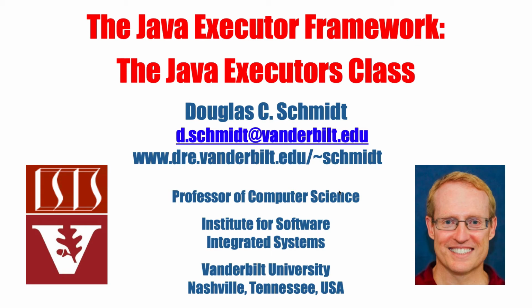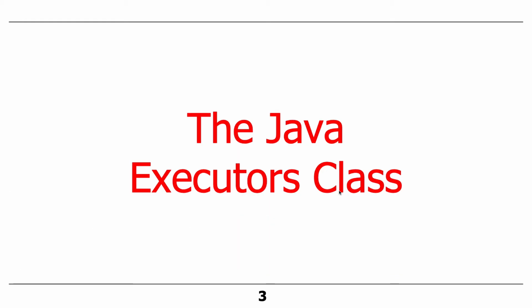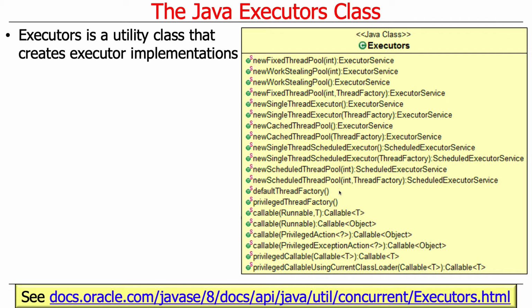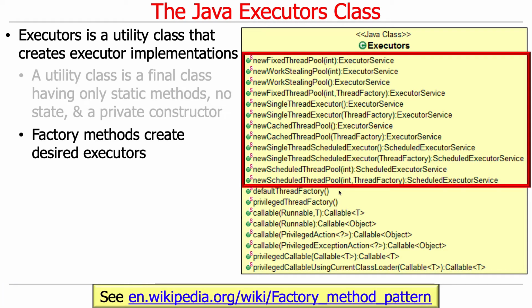So the fifth and final topic in this intro discussion is the Java Executors class. I've mentioned that to you very briefly before. Now we're going to cover it in a bit more detail. So we'll talk about the factory methods that it provides. We talked about before, it's a utility class, and talked about what a utility class was. Some of the methods in this utility class are factory methods that create the appropriate executors. We'll see in a second what those would be.